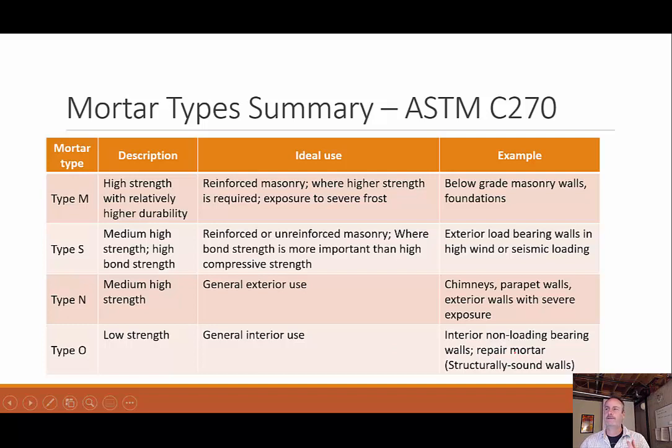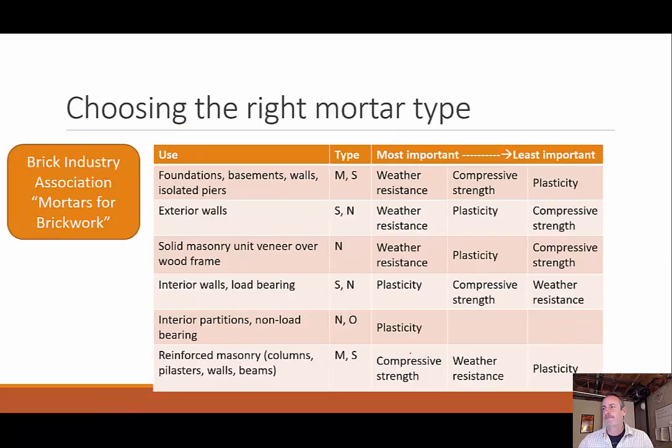So if you had some mortar that had broken out of an existing wall and the wall was still structurally sound, you're not depending on that mortar for the structural strength, you can use that as a repair mortar as well. So this is more of the same, and you can see the use, depending on what kind of use, what type you would use, and then from most important to least important.